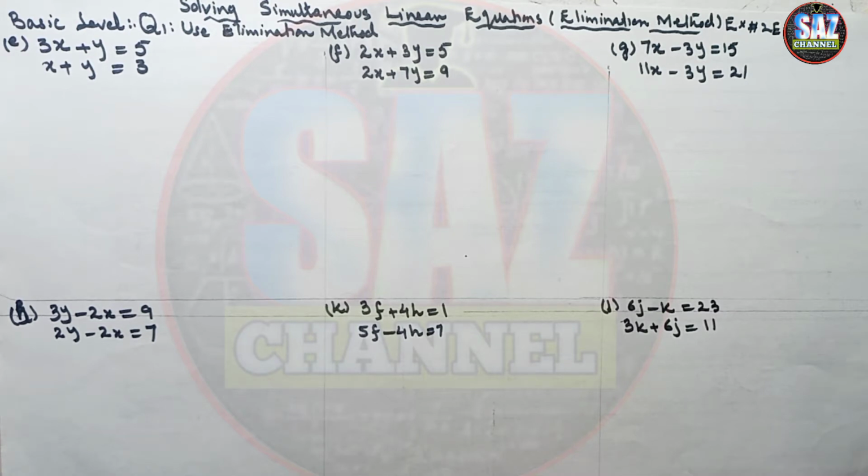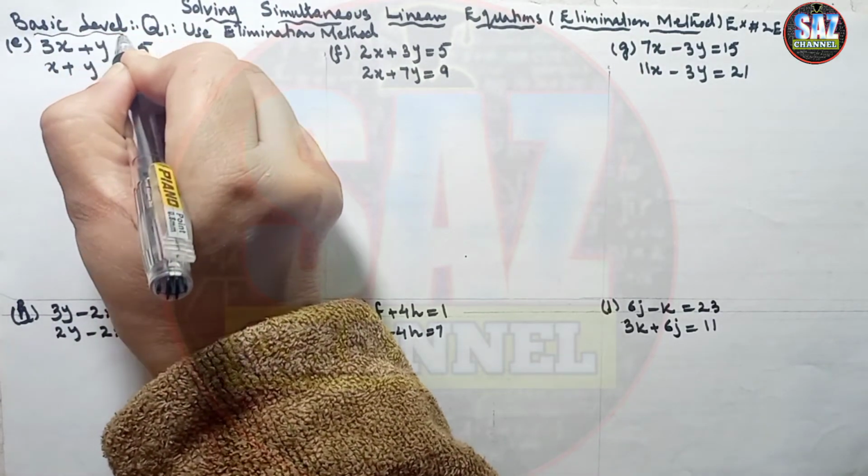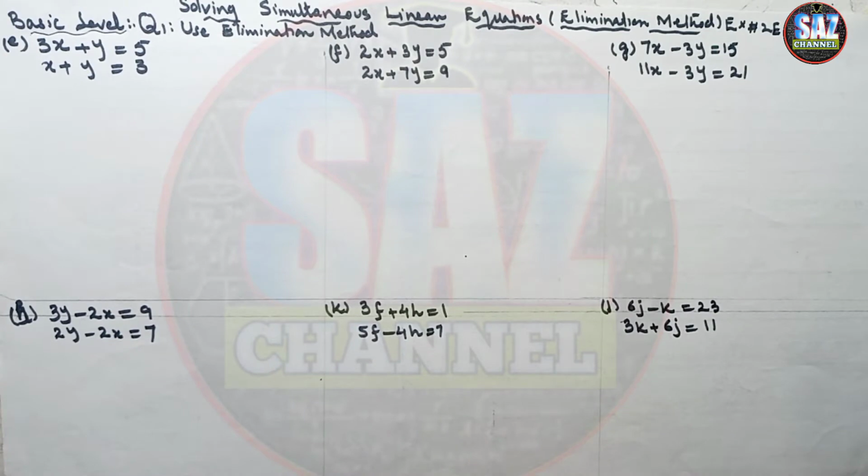This is my third lesson of D2, chapter number 2, exercise 2E, that is about solving simultaneous linear equations, elimination method. In this lesson, I will solve basic level question number 1 that says solve the following simultaneous equations through elimination method.